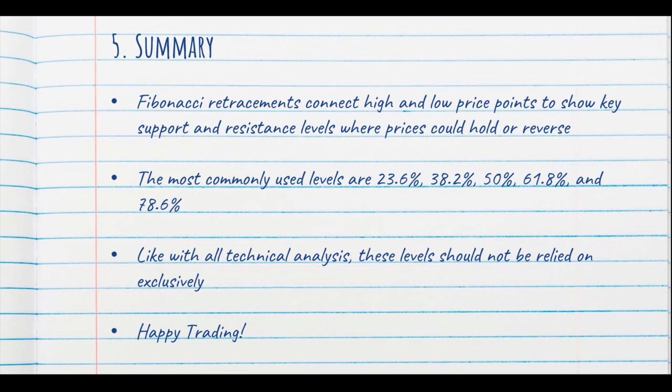So in summary, Fibonacci retracements connect high and low price points to show key support and resistance levels where prices could hold or reverse. The most commonly used retracement levels are 23.6%, 38.2%, 50%, 61.8%, and 78.6%. Like with all technical analysis, these levels should not be relied on exclusively.